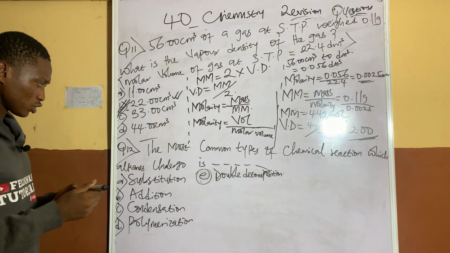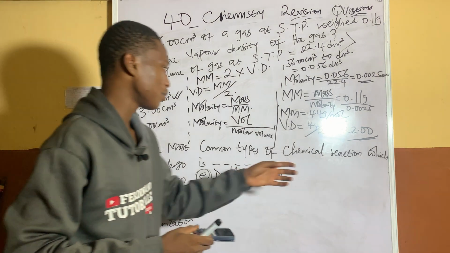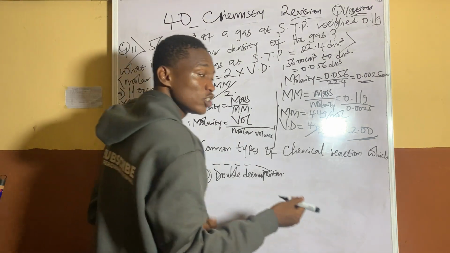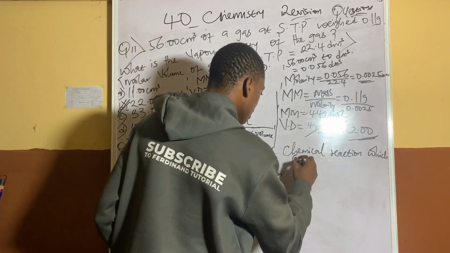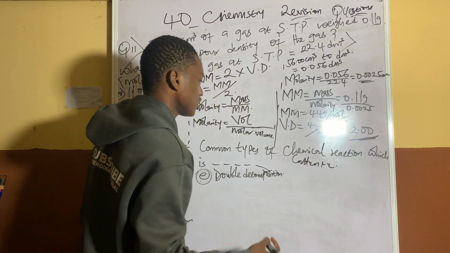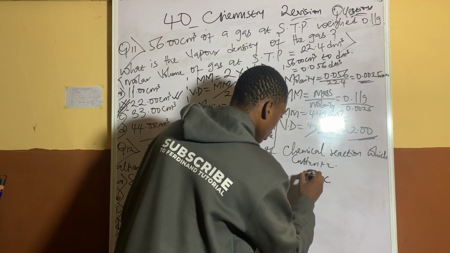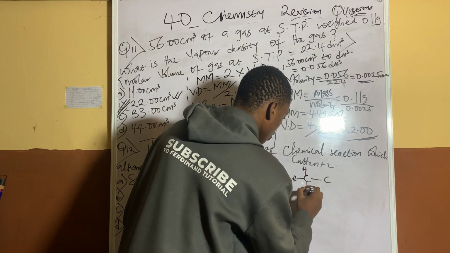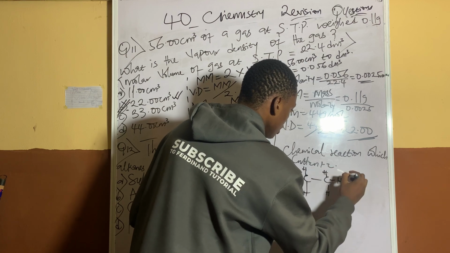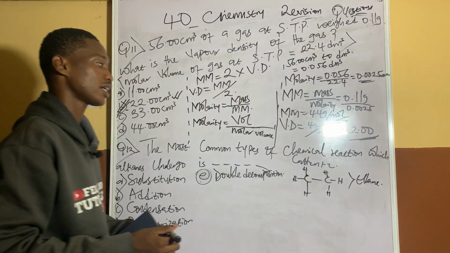Now let's move on to question 12. In question 12, they ask about the most common types of chemical reaction of alkanes. Remember, alkanes are usually saturated. So alkanes are CnH2n+2. Let's take for instance ethane, C single bond C, with H, H, H, H, H, and H. This is ethane. This is an example of an alkane.